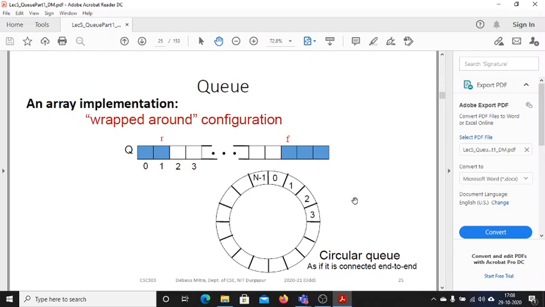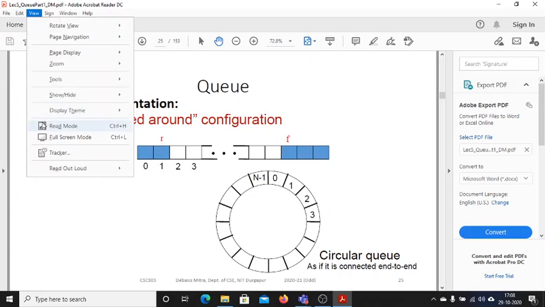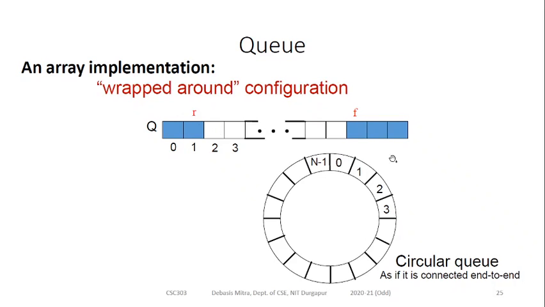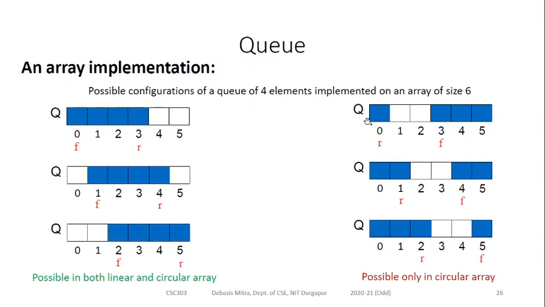This wrapped around concept, see, this is very important. You have to understand this thing, because this simple linear array implementation is not going to work, we have already seen. So this is the array implementation we need to work out for implementing queue. Now obviously, in order to enable this wrapped around configuration, we need to update our NQ and DQ operations.